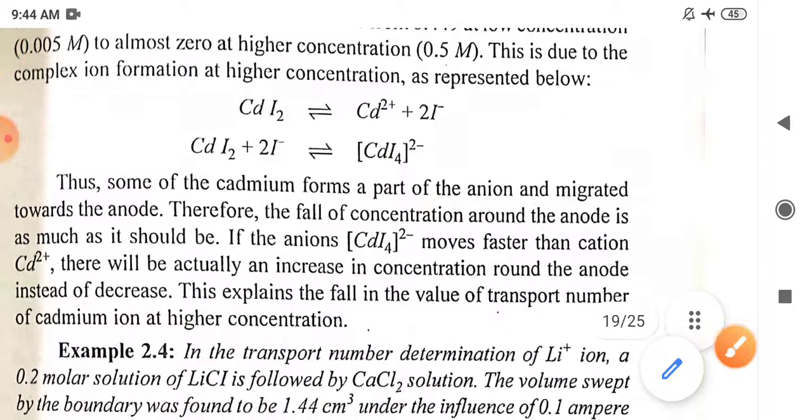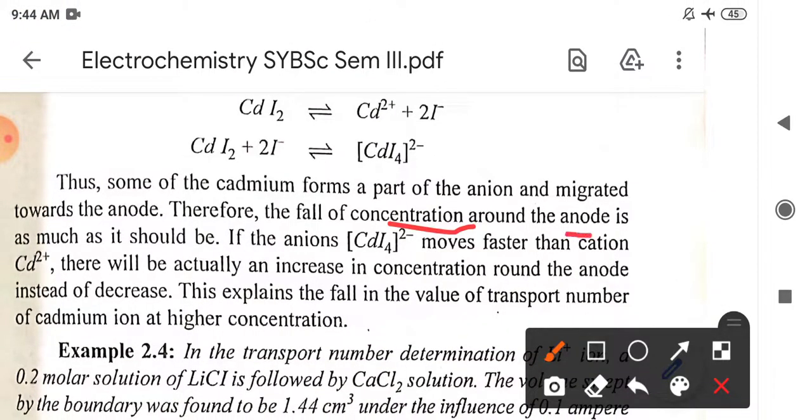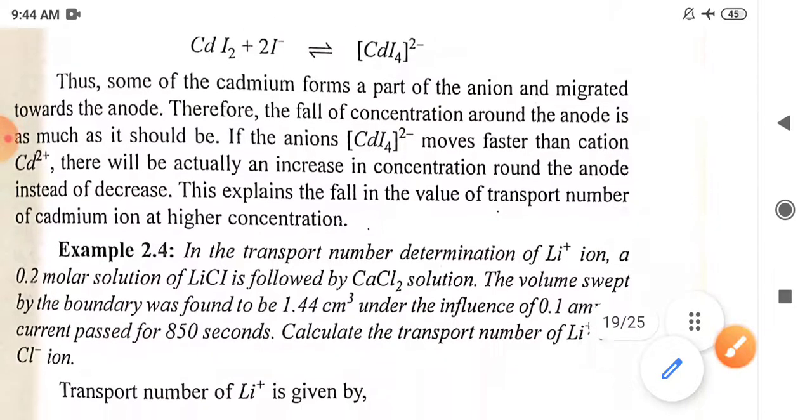So therefore we can say that the fall of concentration around the anode is as much as it should be, and if the anion is moving faster than the cations, then there will actually be an increase in the concentration around the anode, and we can say that this discharge process is imbalanced, and overall we have a decrease in the value of transport number, and hence we get a lower value of conductance for the given solution at higher concentration. So this explains the fall in the value of transport number for the cadmium ion at higher concentration.